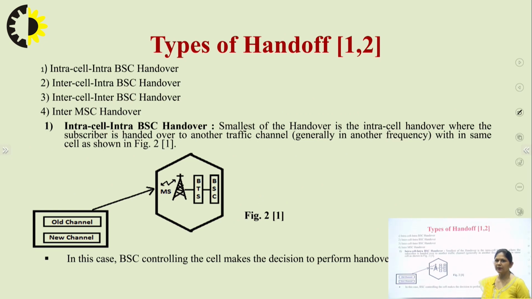So now we are going to discuss the types of handoff. First one is intra-cell, intra-BSC. Then inter-cell, intra-BSC, inter-cell, inter-BSC, and inter-MSC handover. We will discuss these one by one. First is intra-cell, intra-BSC handover. Within a particular cell, you have the same BSC and the same cell. The mobile station has been assigned from the old channel to a new channel. That means handoff has occurred. Such type of handover is called intra-cell, intra-BSC handover.